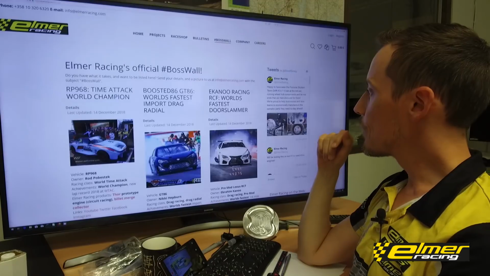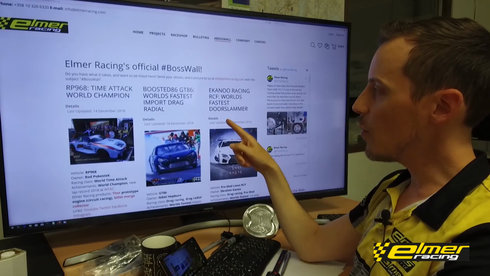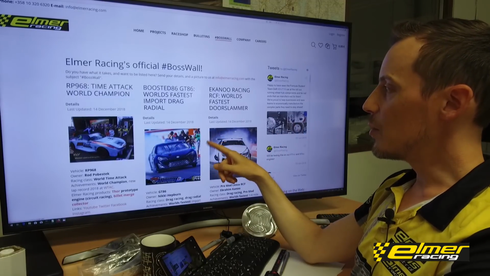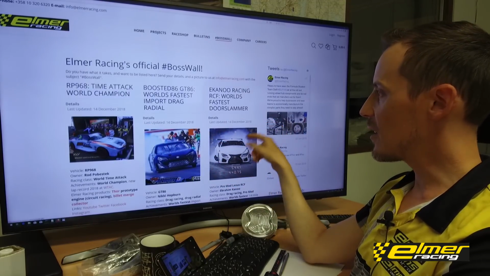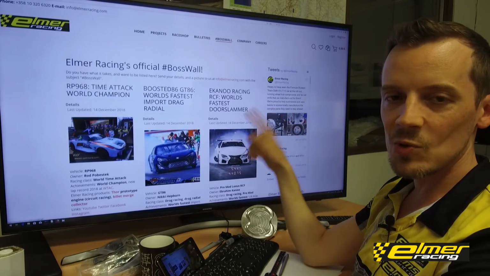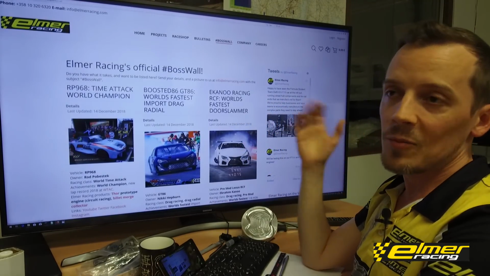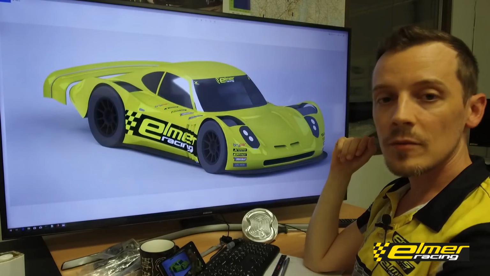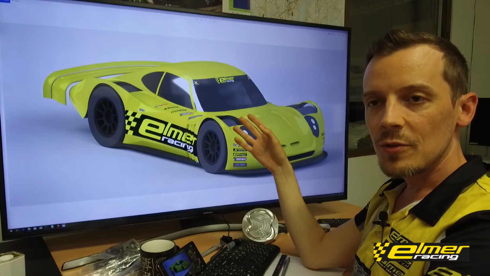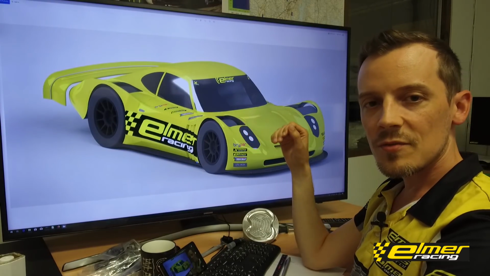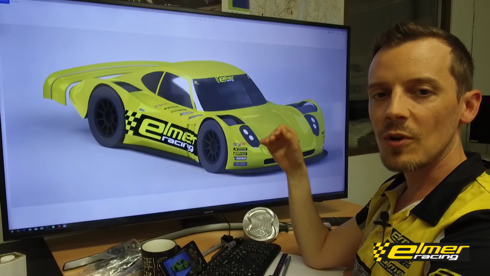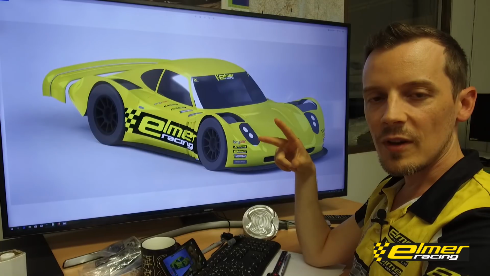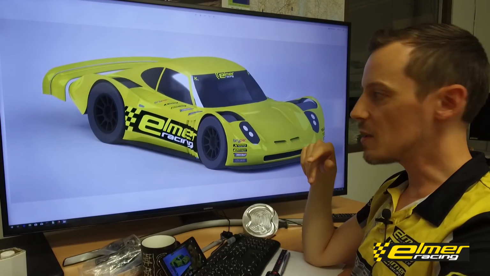So the end result is, we're hoping to join the RP968 and the Boosted 86 teams, GT86 and Ekanu Racing, on our Elmer Racing Boswell with our er8. We'll have to see how that goes, but we really want to make this as good of a car as possible and continue to work with the best suppliers that are also always looking at optimizing this three variable system.